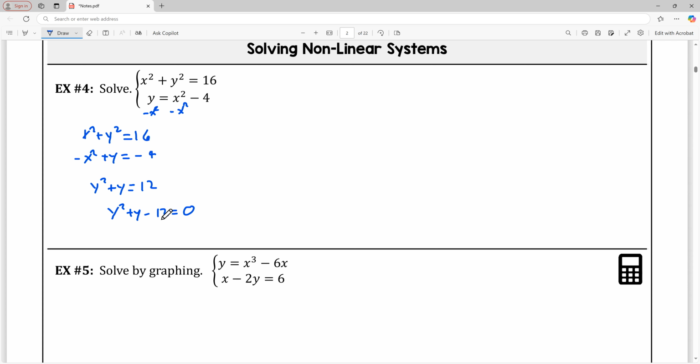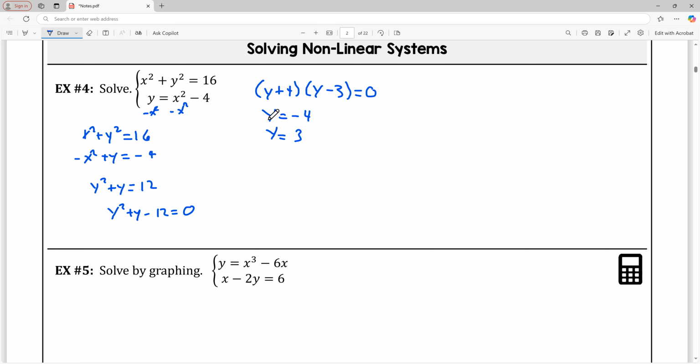And this is actually just a factoring question. We can factor this. This is just times y minus 3. We set each piece equal to 0. I get y is equal to -4, and I get y is equal to +3. Unfortunately, we're not quite done. Those are the two y values.